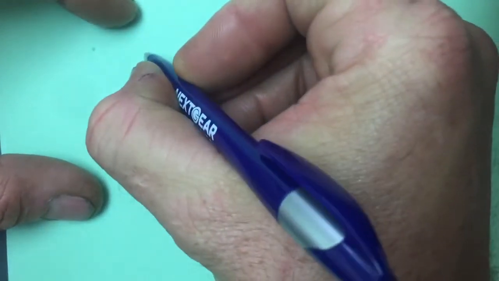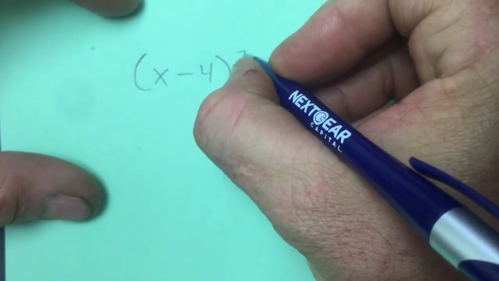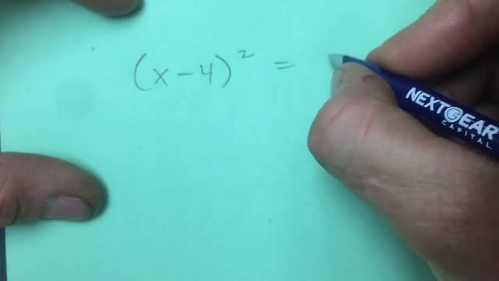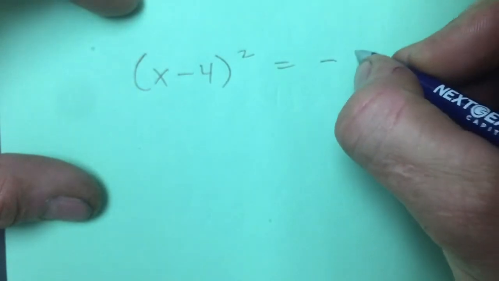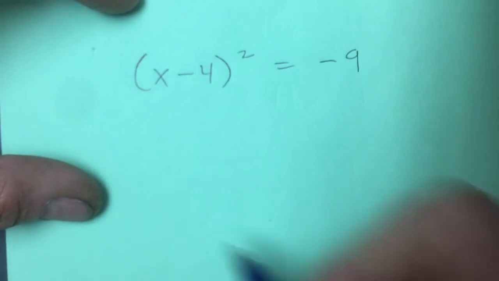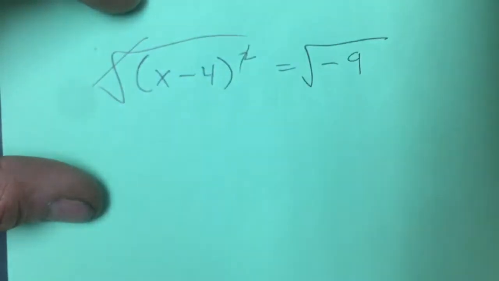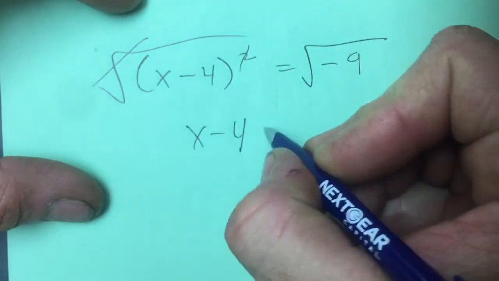Now, sometimes when you do this, (x minus 4) squared equals negative 9. Okay? So when I square root both sides here, the square root cancels the square. I have x minus 4.